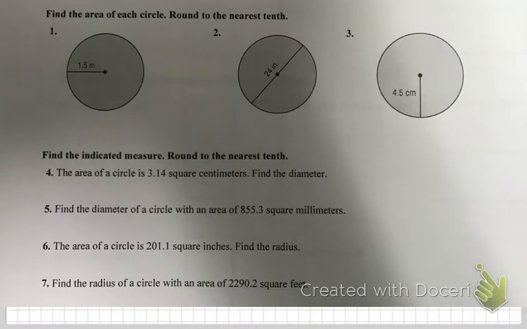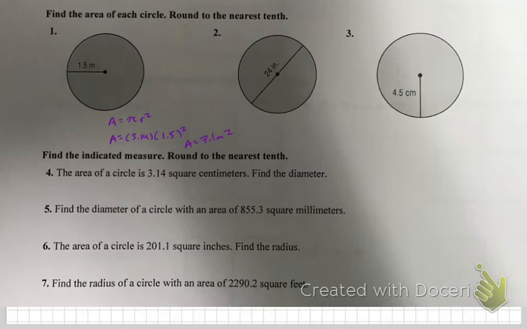Okay, so just a couple of quick examples of area of a circle. So let's find the area of each circle. So our radius is 1.5. So remember, area equals pi r squared. So our area is going to be, for pi we use 3.14 times our radius squared. So 1.5 squared is 2.25. Multiply that by 3.14. So our area is 7.1 meters squared.